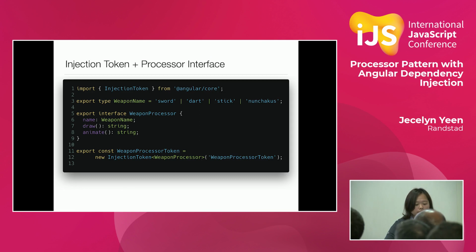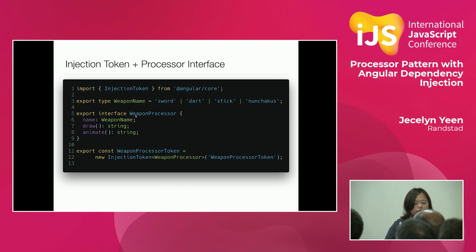In order to create an injection token, Angular provides us a method, so we just get InjectionToken. This is how we create the injection token. We have a weapon processor token, and then we provide the interface for this token. In this case, I create an interface called WeaponProcessor, which has the name, draw, and animate.